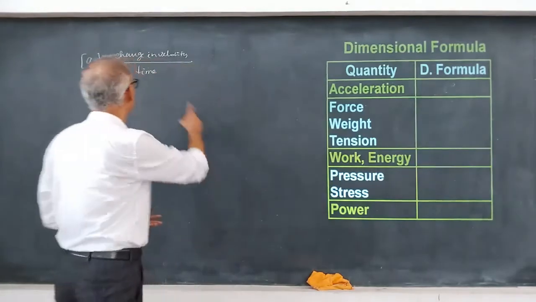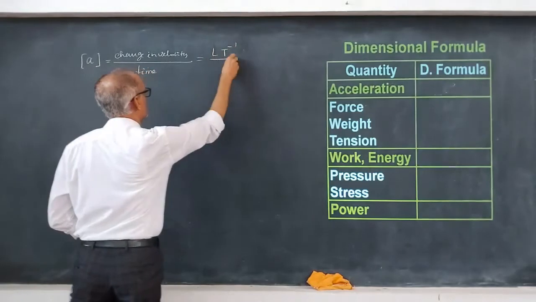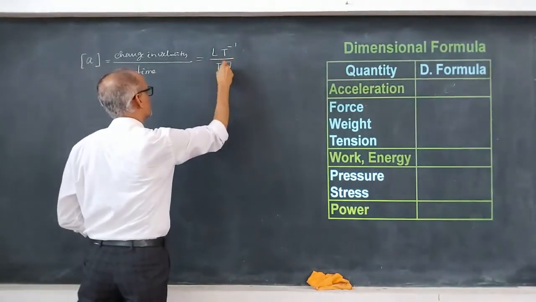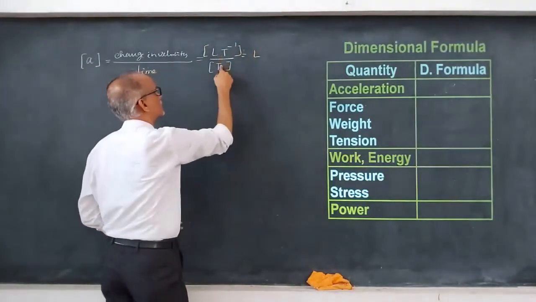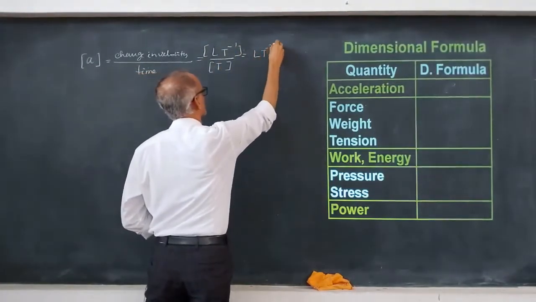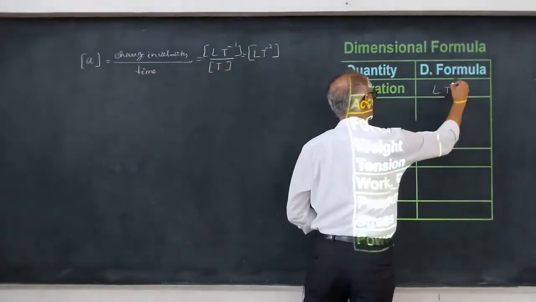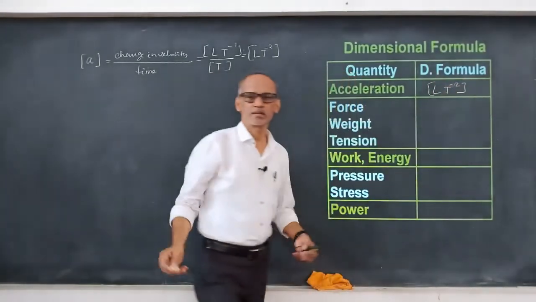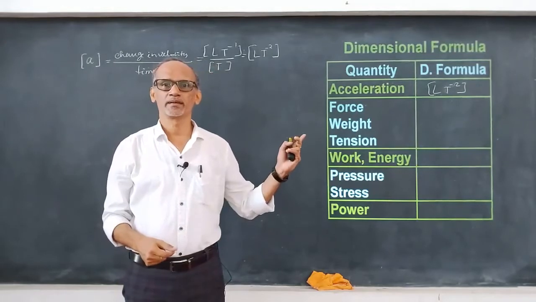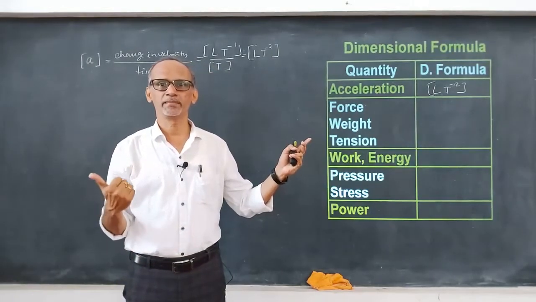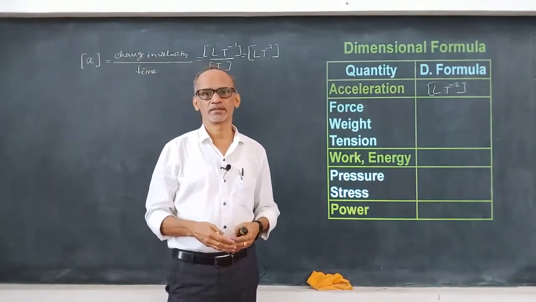Now, numerator change in velocity. I know the dimensional formula of velocity, which is LT minus 1, divided by time T. So, simplify now. What do you get? LT minus 2 is the dimensional formula of the acceleration. So, for velocity it is LT minus 1, for acceleration LT minus 2. What is the unit based on that? L length meter, time T second. So, meter per second squared is the unit of the acceleration.